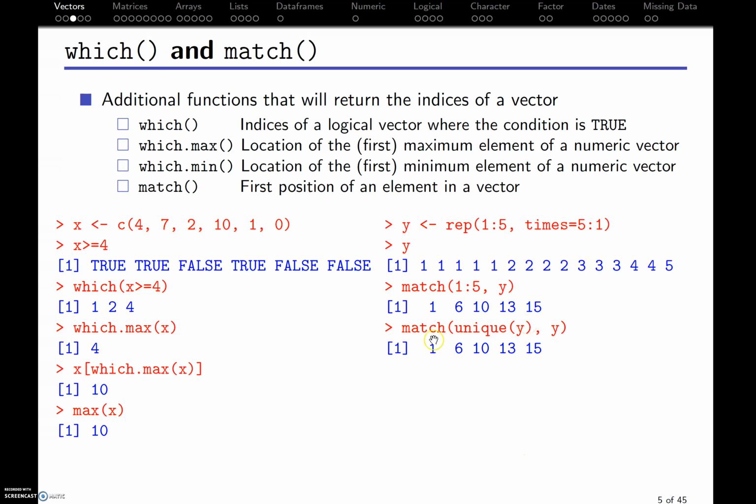So it'll give you back 1, 2, 3, 4, 5. But then if you run match on unique y, it's still going to retain the position that it was in the original y. So notice these are identical because it retains the position in the original vector y.